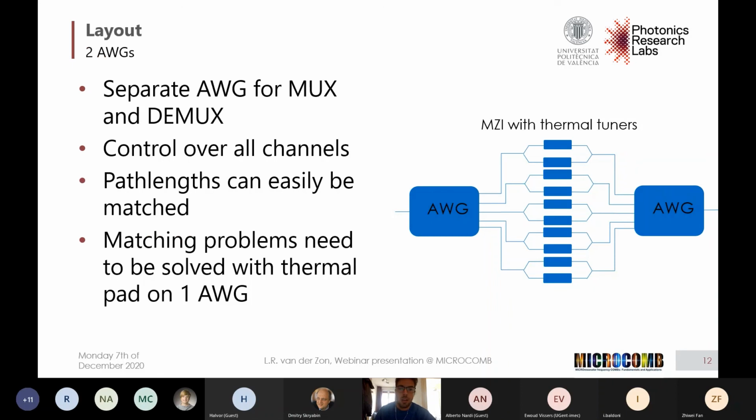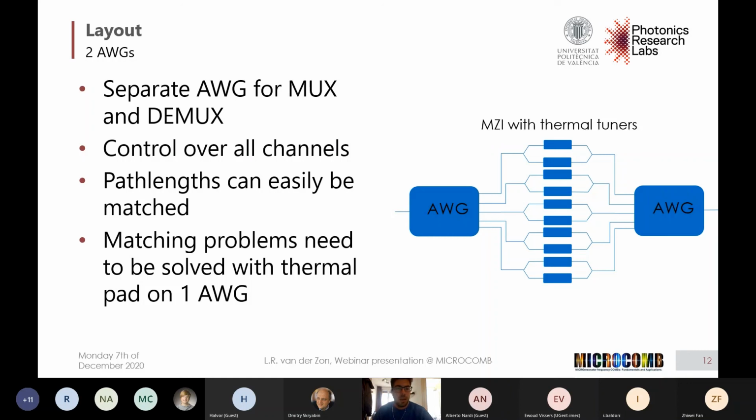In this way, you have a very straightforward way of connecting everything, and also the path lengths of all the paths can be easily matched to be sure that coherence is kept.